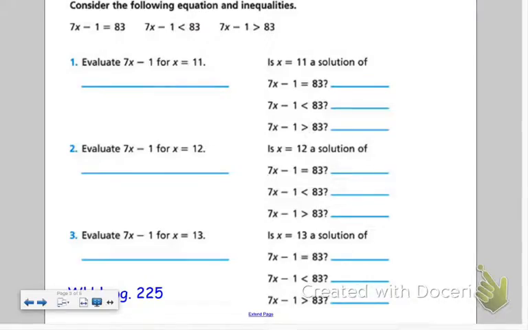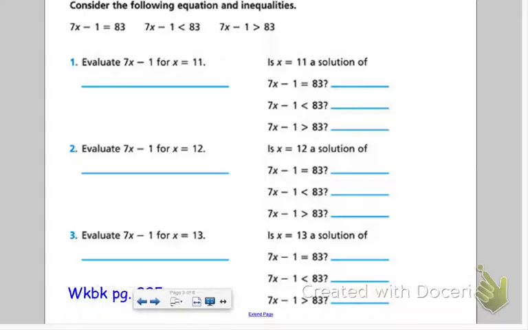Take a look at some of these different equations. Well, we have one equation and two inequalities. 7x minus 1 equals 83. 7x minus 1 is less than 83. And 7x minus 1 is greater than 83. What we're going to do is complete numbers 1, 2, and 3 together. You can do the rest on your own. This is page 225 in your workbook.